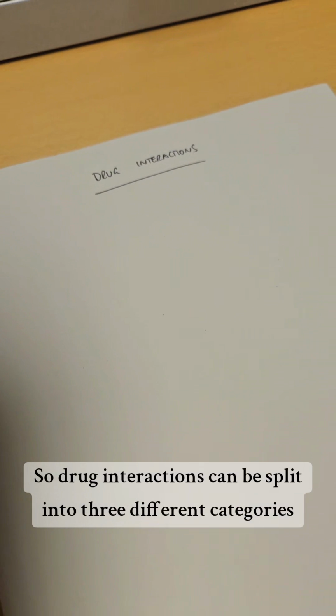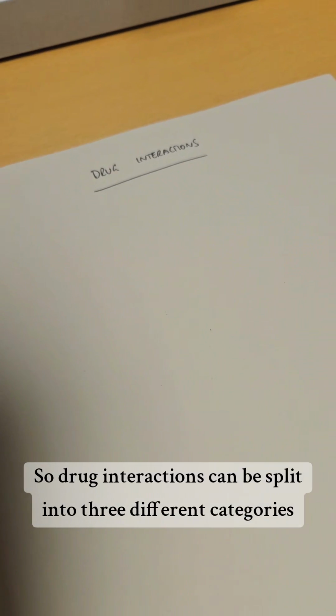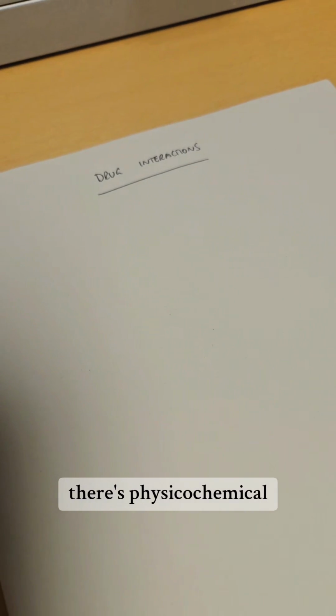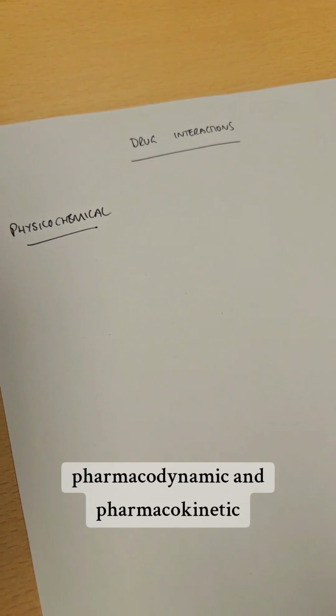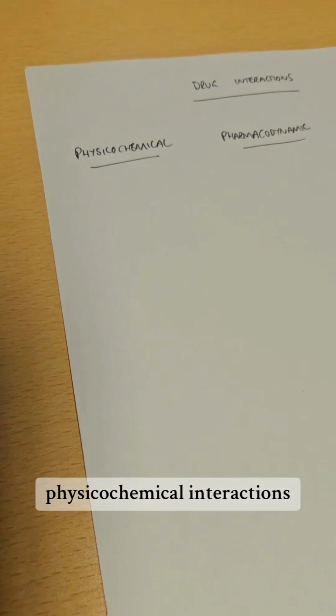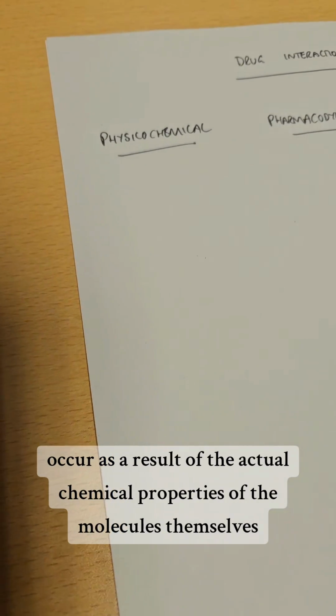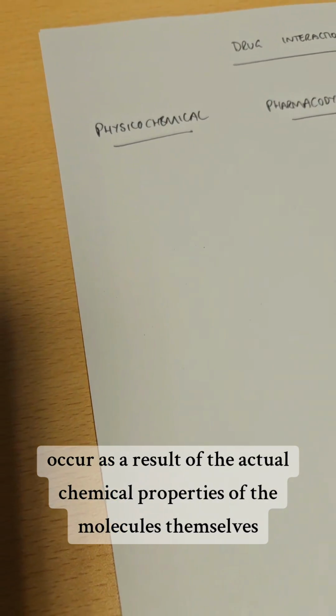So drug interactions can be split into three different categories. There's physicochemical, pharmacodynamic, and pharmacokinetic. Physicochemical interactions occur as a result of the actual chemical properties of the molecules themselves.